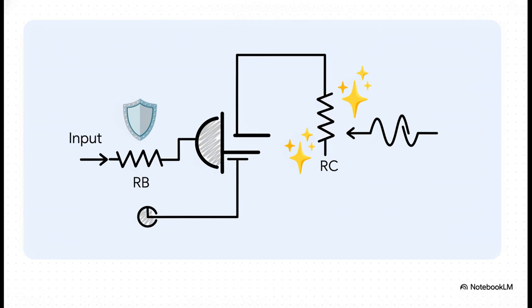Okay, now we're looking at a real, practical circuit. We've added two absolutely crucial resistors. That base resistor, RB, it's like a bouncer at a club door, carefully limiting the input current to make sure the transistor doesn't get overwhelmed. Meanwhile, that collector resistor, RC, that's where the real work gets done. It is essential for turning the amplified current into the amplified voltage signal that we need at the output.